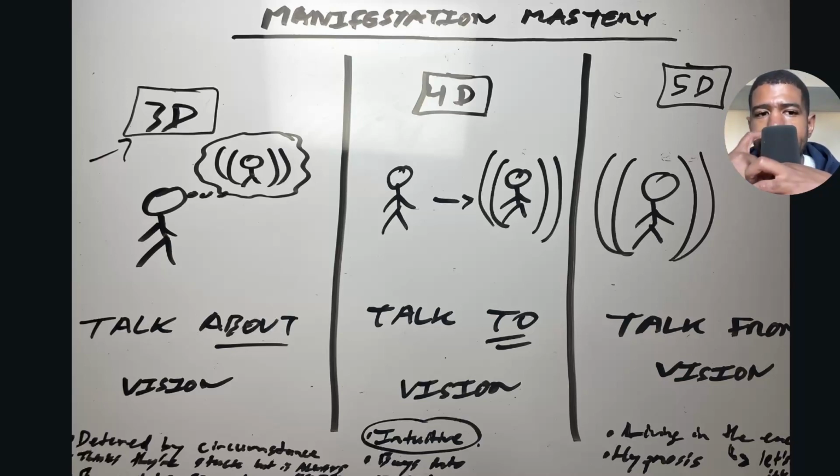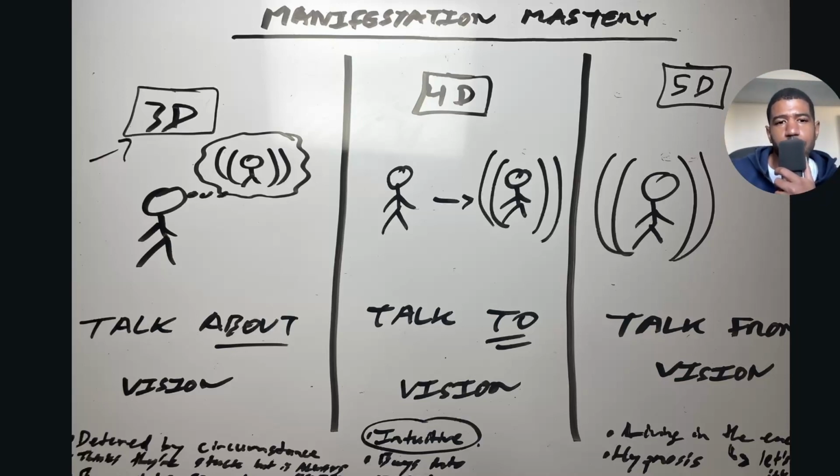So the 4D, you've moved from talking about the vision to talking to the vision. You're talking to the vision. In this instance, you are often in meditation or in a daydream. You are having conversations with people, or you're having conversations about things. You're putting yourself in your vision, and you're talking to people in it.